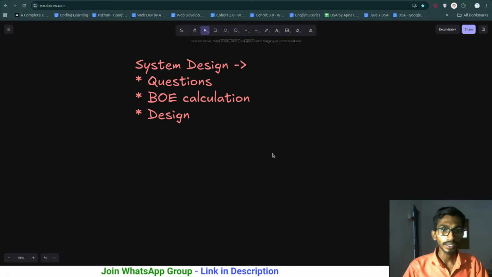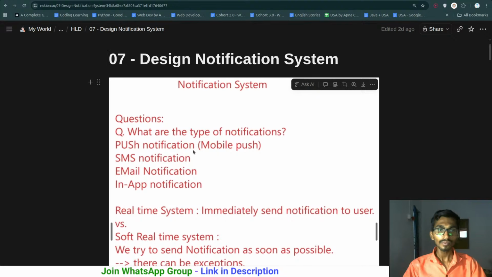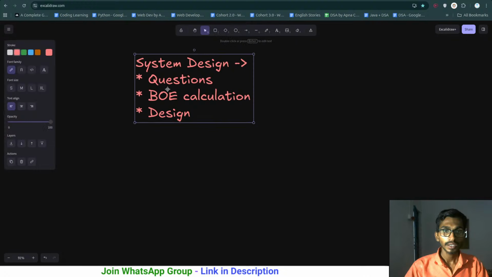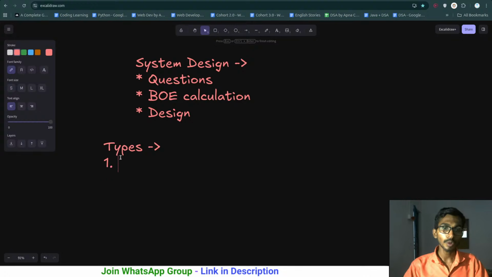So without any further ado, let's simply get going. First of all, let's see what I've done here. When it comes to a notification system, what are the types of notifications? Let's get these things mentioned here. First of all, types of the notifications. We'll try to get the things done from our side.